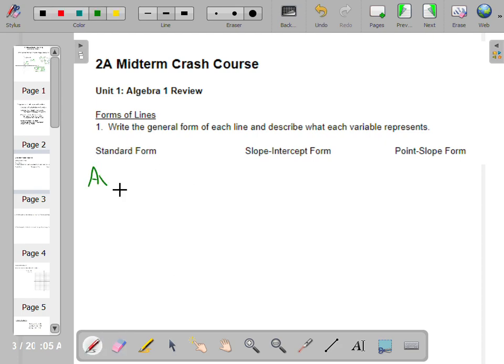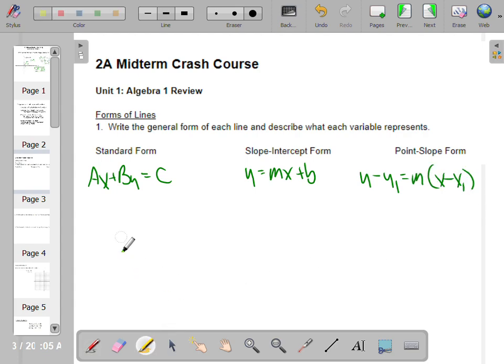If you'll remember, we have the standard form of a line, ax plus by equals c. Slope-intercept is y equals mx plus b, and point slope is y minus y1 equals m times x minus x1. So what's all this stuff stand for? A, B, and C by themselves don't really mean anything.